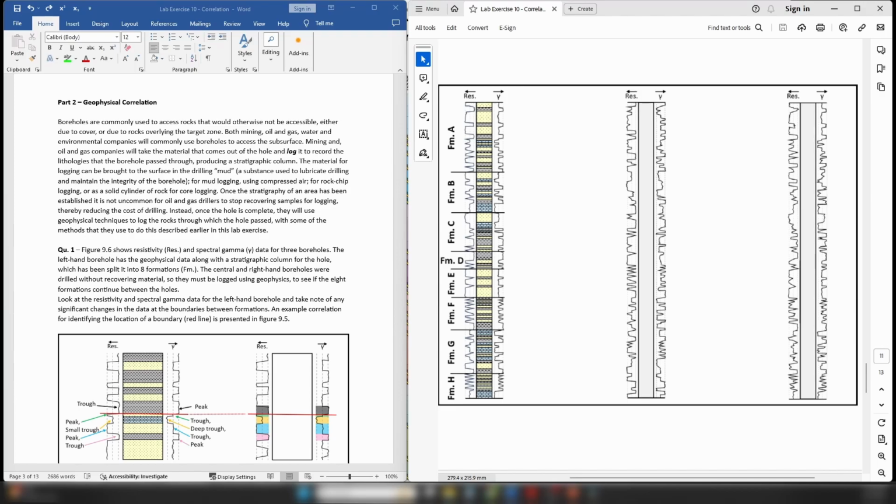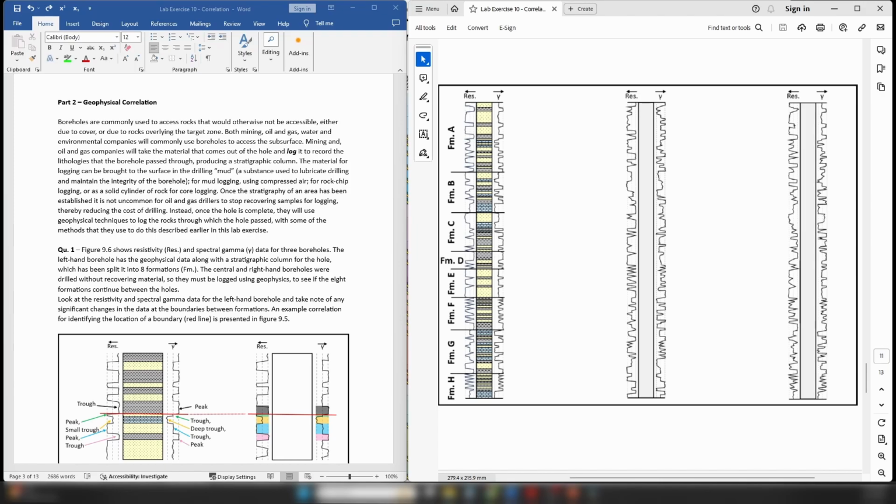So we've now moved on to part 2 of the lab exercise, and this is going to deal with geophysical correlation. So the use of geophysical data to correlate between different locations. This can be from borehole to borehole, or it can be using seismic sections.